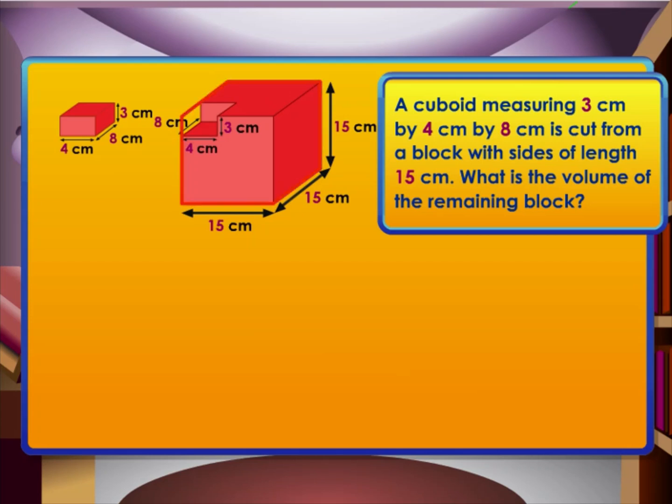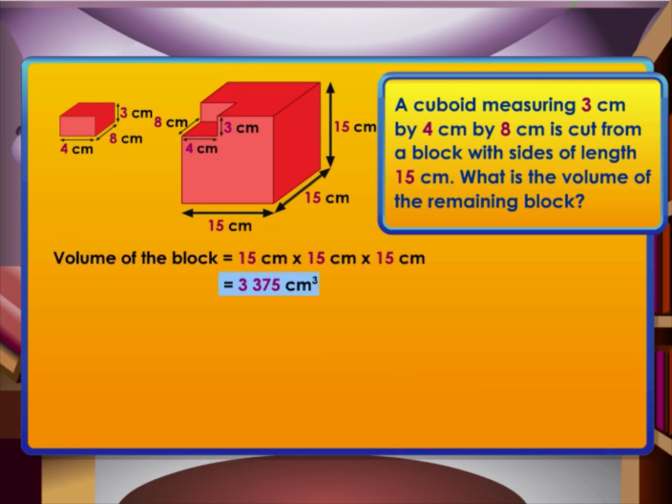What is the shape of the block? Good, the block is in the shape of a cube. What's the volume of the block? Yes, 3,375 cubic centimeters. A smaller cuboid is cut out from the block. What are the dimensions of the cuboid? Yes, the dimensions of the cuboid are 3 centimeters by 4 centimeters by 8 centimeters.